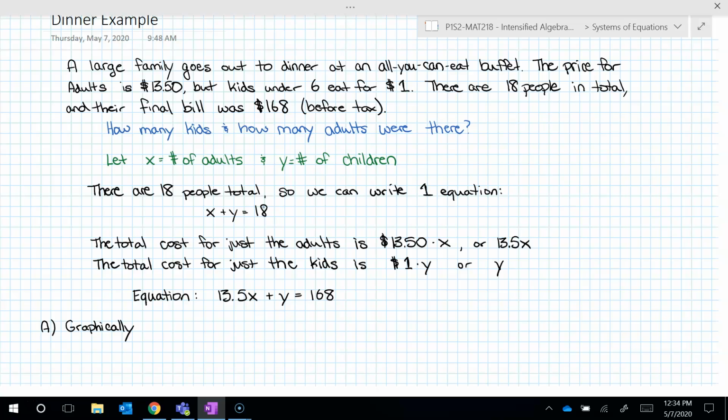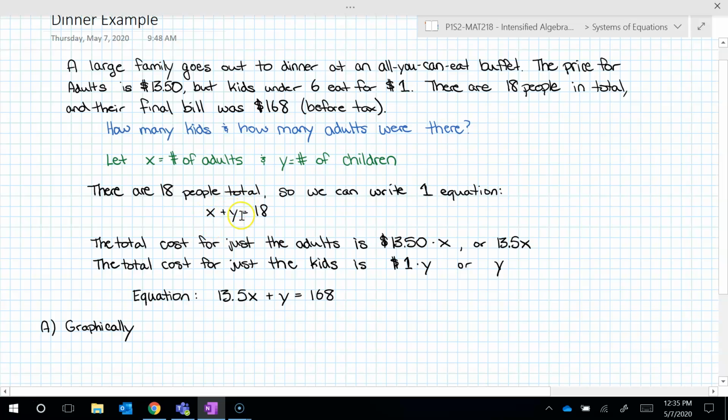So the second equation I can write is this: I know the total cost for the adults is however many adults there are, times 13.50, and that's how much the adults cost. And however many kids there were, times $1, and that's how much the kids cost. If I add those two things together, I will get the total cost, and I know the total cost is $168. So again, I have my two equations, this and that, that I can solve graphically once again.